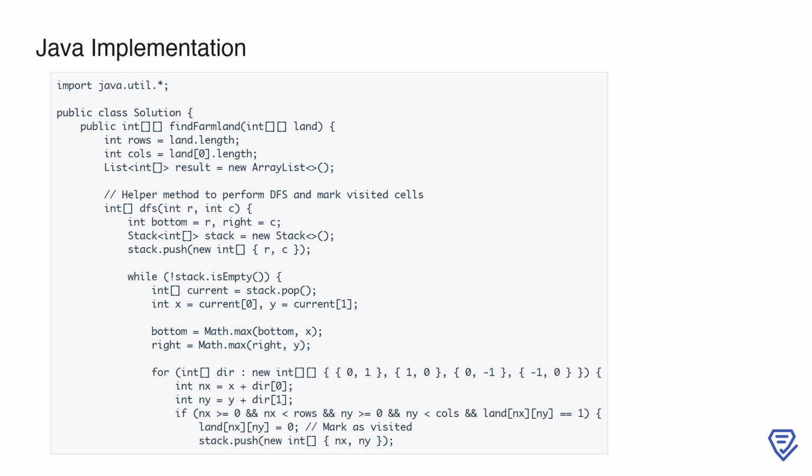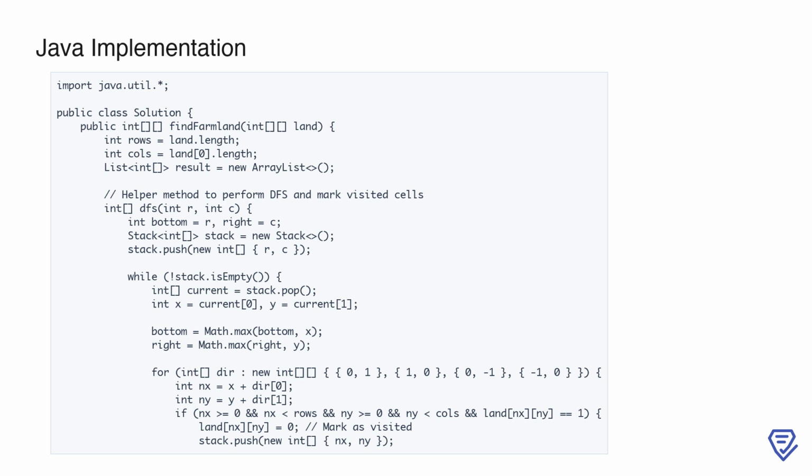To help us traverse the grid and group connected farmland cells, we define a helper method DFS. This method uses depth-first search to explore all cells in a connected farmland group, starting from a given cell, R, C. A stack is used to facilitate this exploration, and as we traverse, we update bottom and right to track the furthest boundaries of the group.